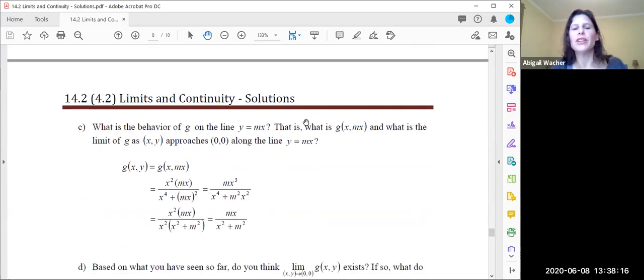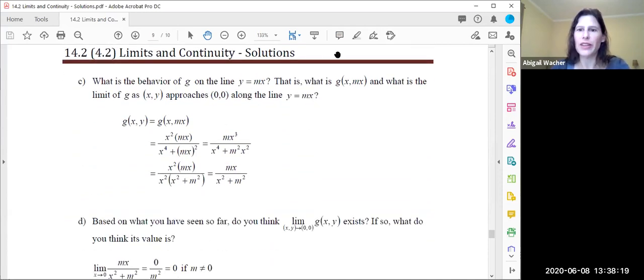Okay, what is the behavior of g on the line y equals mx? That is, what is g of x, mx? And what is the limit of g as xy approaches 0, 0 along the line y equals mx? So it's similar to what I just did. Plug in mx for y, and that's what you get here. And so you then get mx cubed over x to the 4 plus m squared x squared. And then when you factor out the x squared from the top and bottom, you're left with mx on the top and x squared plus m squared on the bottom, because these x squareds cancel out.